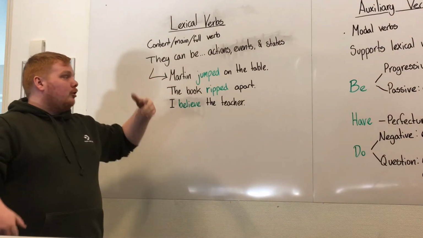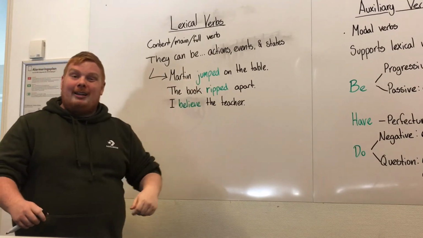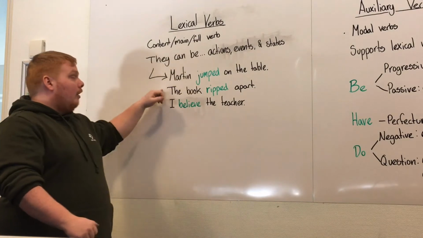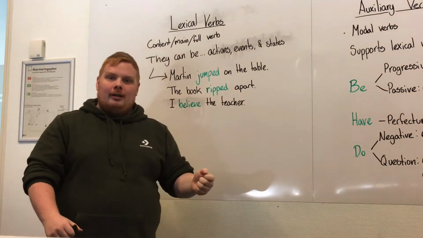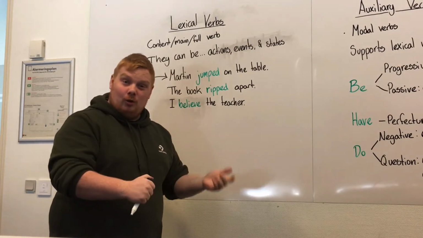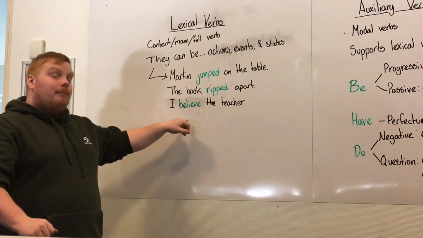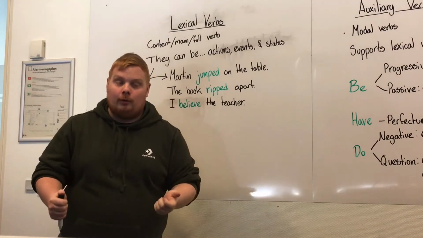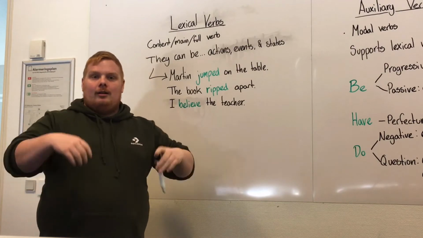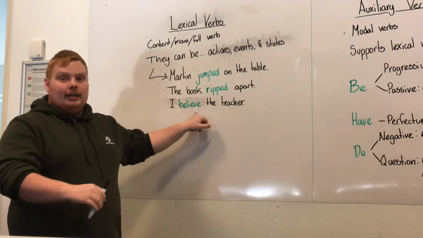So, Martin jumped on the table. Jump is a lexical verb and it's an action because it's something Martin actively does. The book ripped apart. That's an event that happened to the book. It's not an action it's doing, it's an event that happened to it. I believe the teacher, which you should always do, is a state because it states the status quo from the students. They believe the teacher.